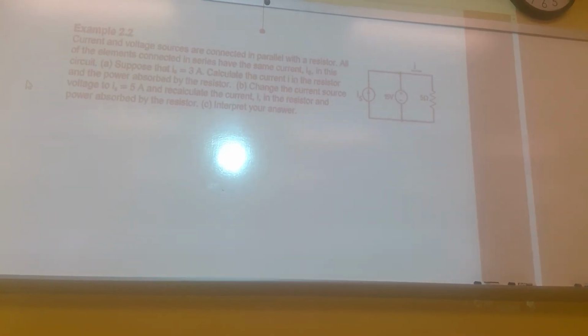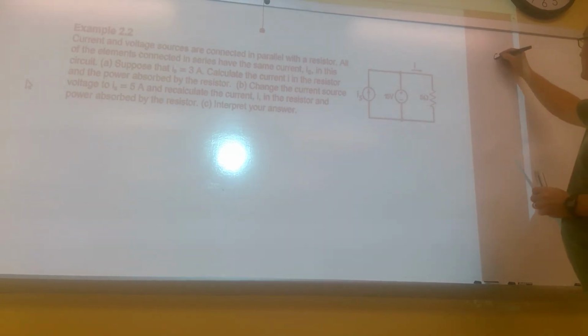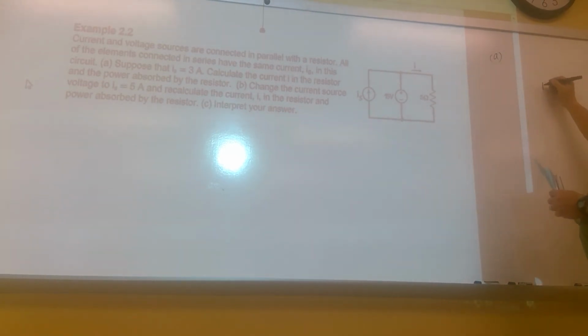So what we want to do here is redraw the circuit. If I look at A, what you're seeing here is that I have a current source that's 3 amps, and I have a voltage source that's 15 volts, and a resistor that's 5 ohms. Our goal here is to calculate this current through the resistor. I'll call this IA. That's what we want to calculate.